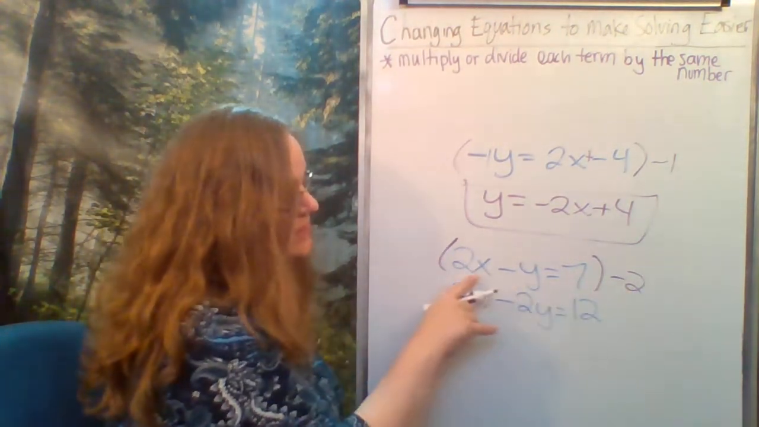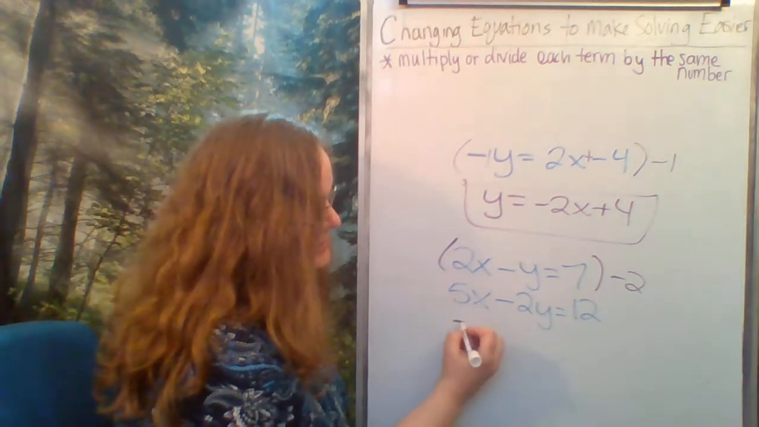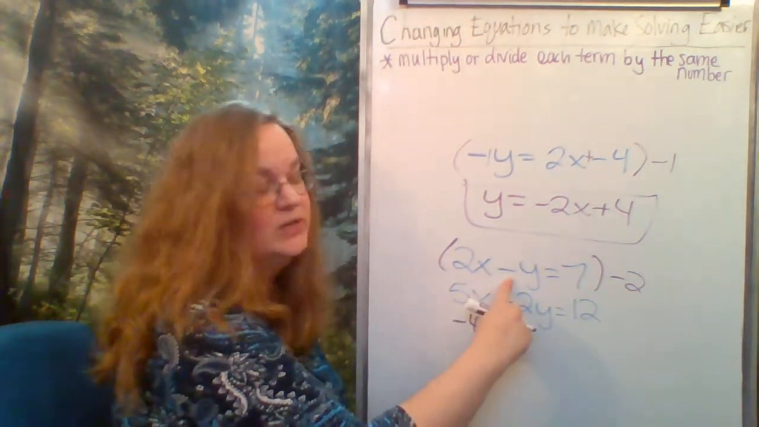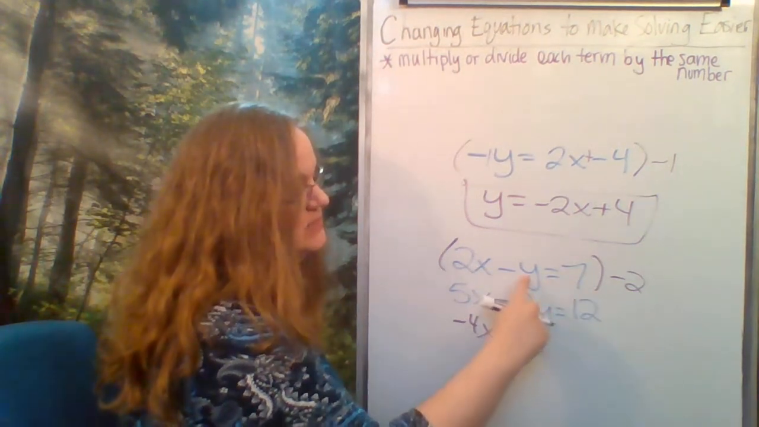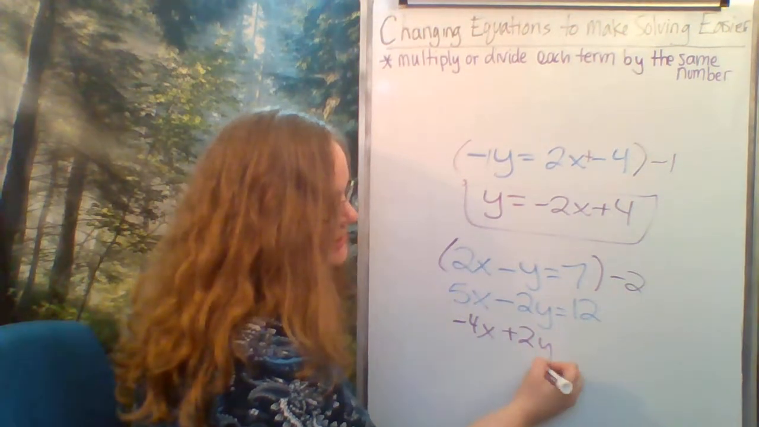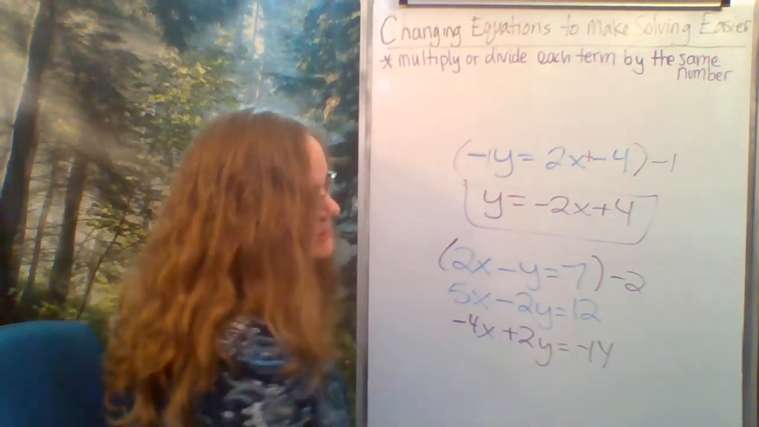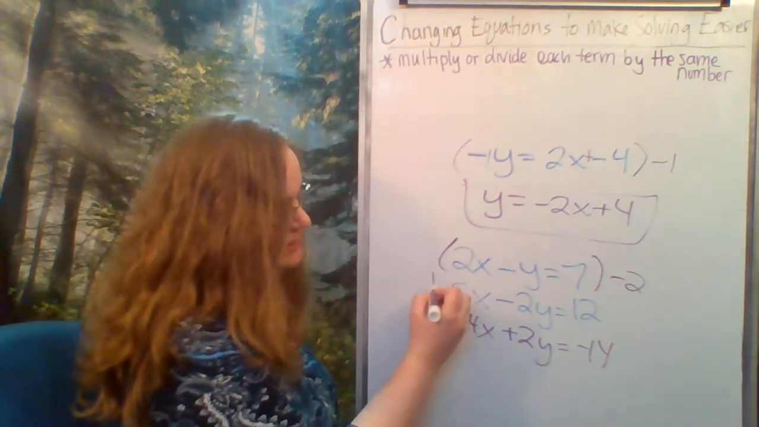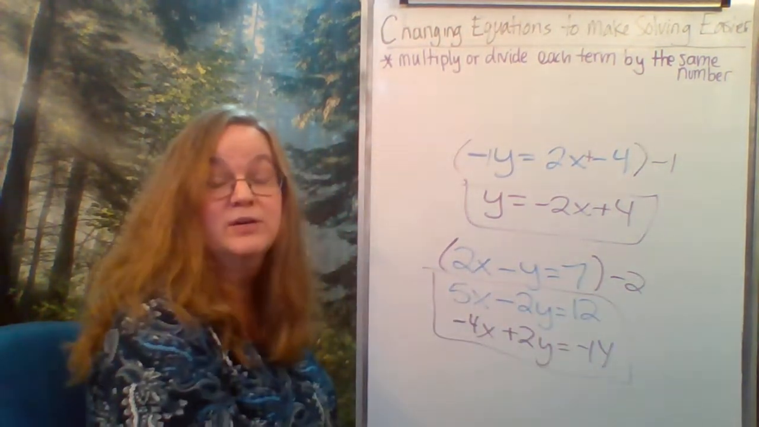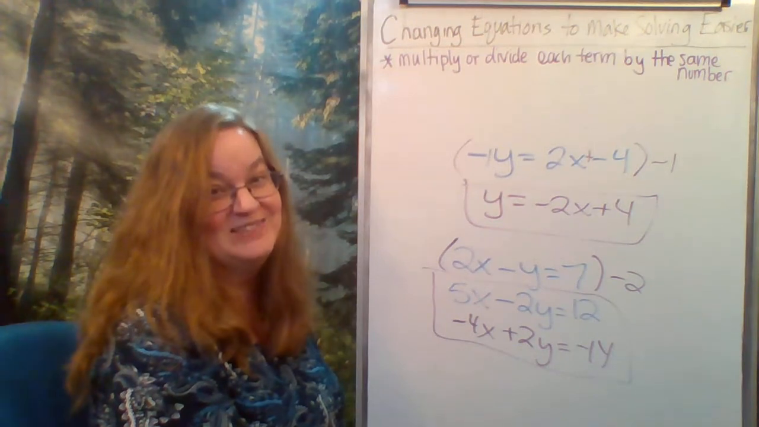So what I would do is negative 2 times 2 is negative 4. And negative 2 times negative y, so negative times a negative is a positive, and 1 times 2 is 2, so it's plus 2y equals negative 14. And then if I was using elimination, I would then be able to add these two together, and y would disappear. Okay, and more on that in the next video.